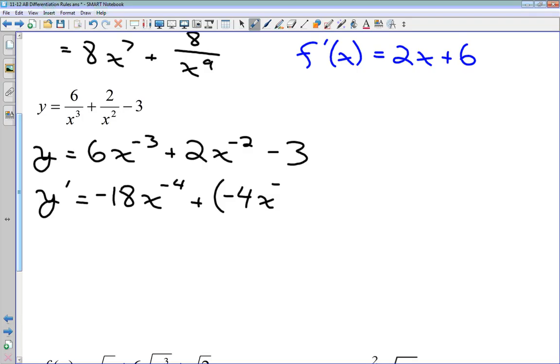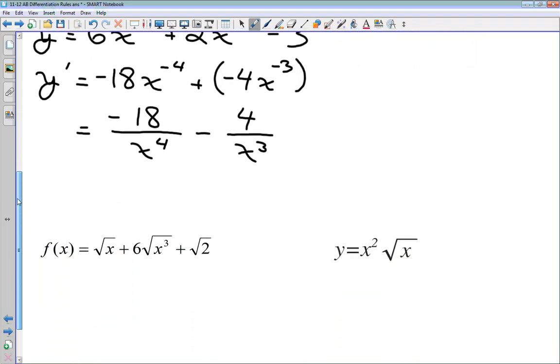Negative 2 minus 1 gives me negative 3. And the negative 3 term, well, it's a constant, so it's just going to be 0. So now I can rewrite this. I'll have negative 18. I can take that x to the negative 4 and put it down in the denominator as x to the power of 4. Positive and negative give me a negative, so I'm going to subtract 4 over x to the power of 3. Again, taking that negative exponent and writing it as a positive exponent down in my denominator.